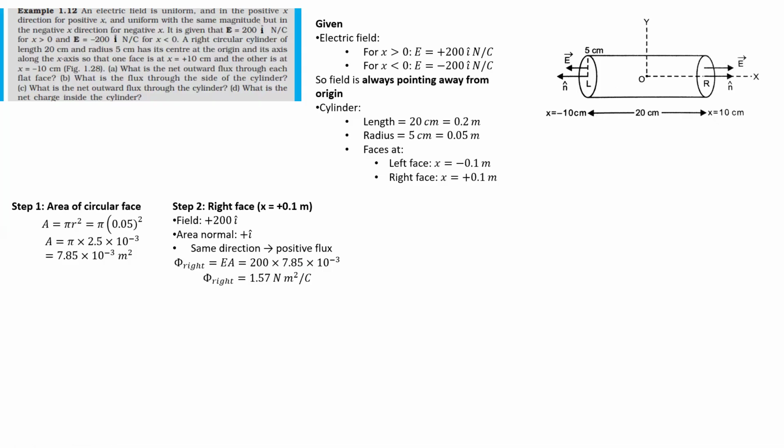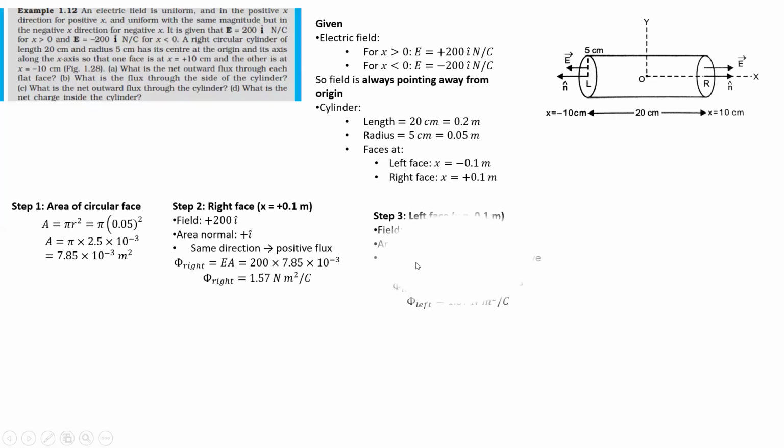The flux formula is E dot A. The electric field is along i cap, and the area of this portion is also along i cap. Therefore, flux becomes E dot A, EA cos 0. So flux is equal to E into A, E is 200 and the area we calculated. If you simplify, you get 1.57 Newton meter square per coulomb. That is the flux to the right.